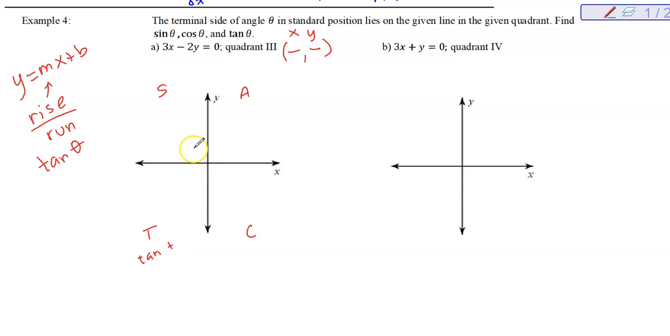So how about we graph this line in quadrant 3 by finding the slope, the y-intercept. Okay, so subtract 3x.